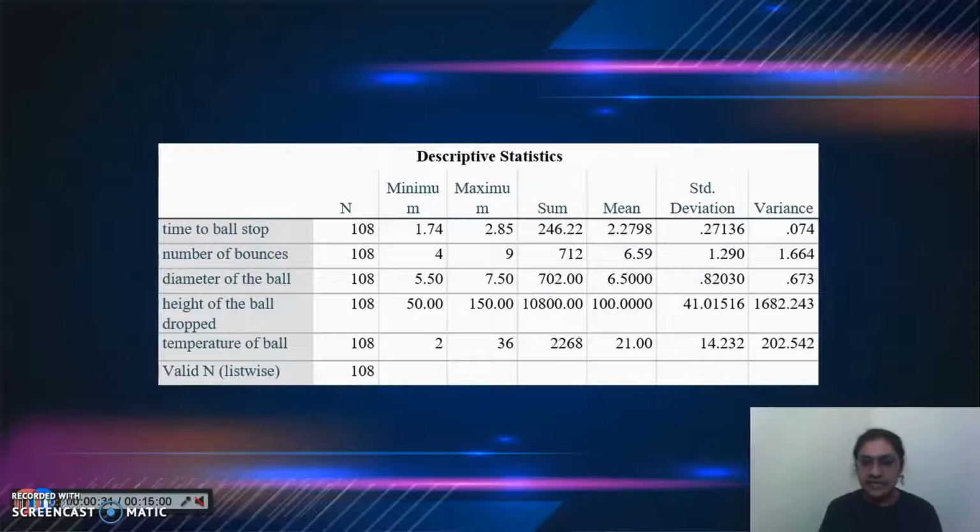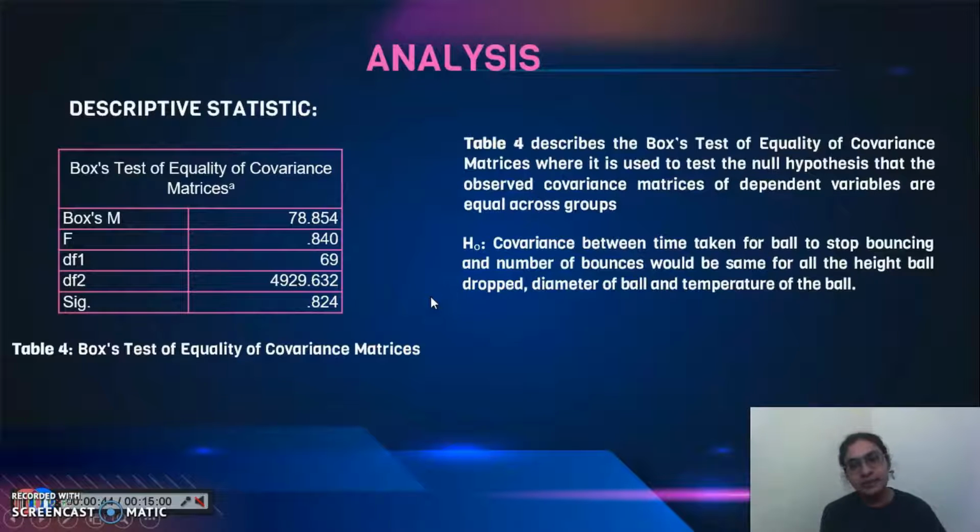Here shows the descriptive statistics, where we can see the minimum value, maximum value, sum, mean, standard deviation, and variance for all the variables. Table 4 describes the Box's test of equality of covariance matrices, which is used to test the null hypothesis that the observed covariance matrices of the dependent variables are equal across the groups. The null hypothesis for our experiment is that the covariance between the time taken for the ball to stop bouncing and the number of bounces will be the same for all the heights the ball is dropped, diameters of the ball, and temperatures of the ball.